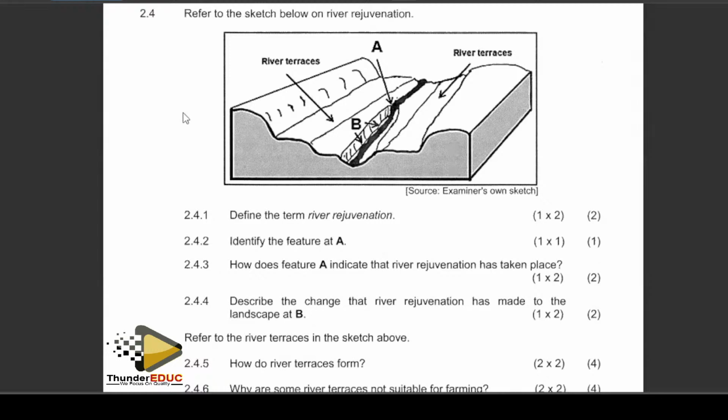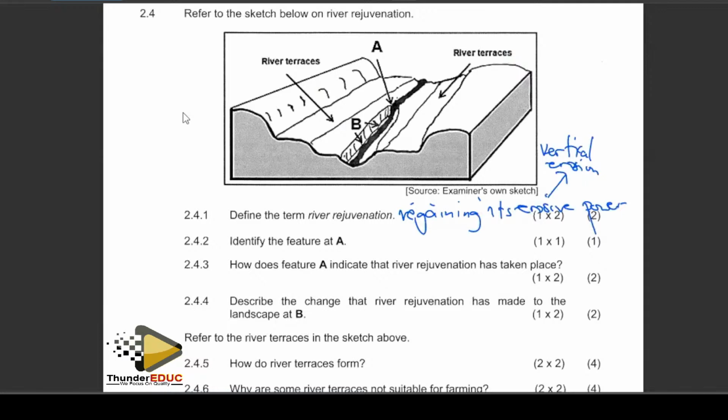When I talk of rejuvenation, we are looking at a river regaining its erosive power. And what kind of erosion are we talking about here? A river regains its vertical erosive power. Meaning to say a river has attained a grade. It's now balancing between deposition and erosion. But however, all of a sudden, it gets energy again to cause erosion and to erode vertically and deepen its channel. That is rejuvenation. The river is becoming younger.